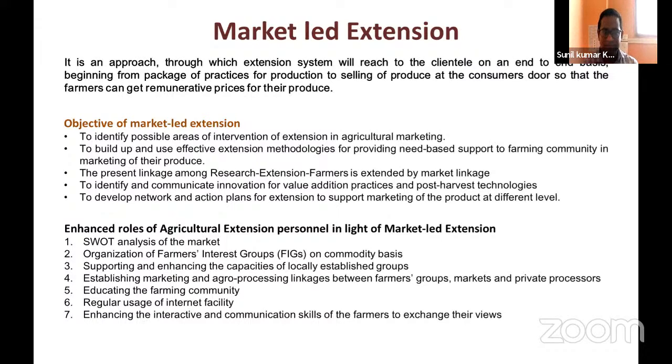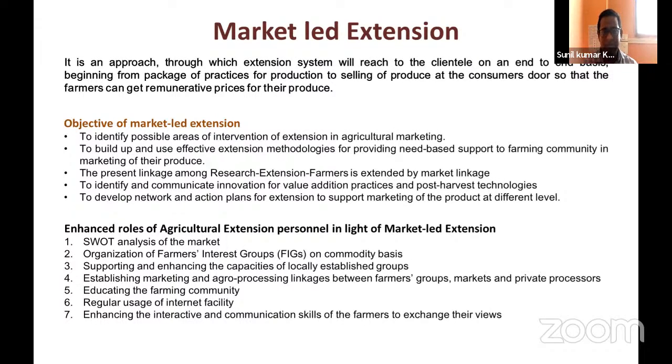What are the basic objectives of market-led extension? It can be used to identify possible areas of extension intervention in agricultural marketing. It can build and use effective extension methodology, that is, what type of methodologies can be effective for need-based support to farming communities, especially since all these work on the market itself. It can provide a linkage among researchers, extension, and farmers, extended by market linkages.